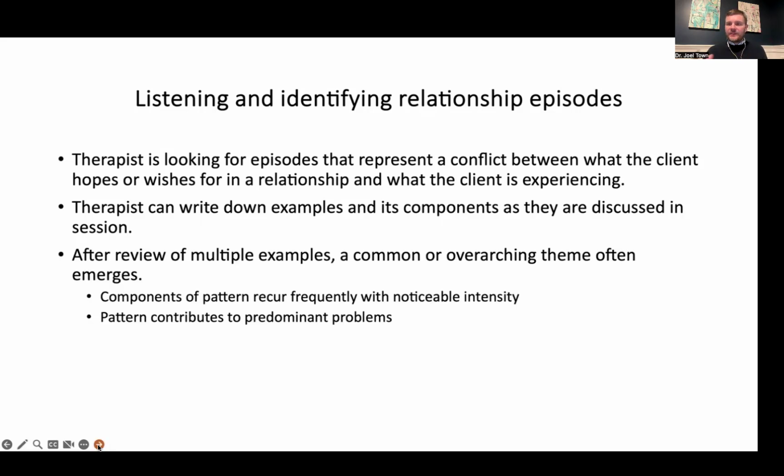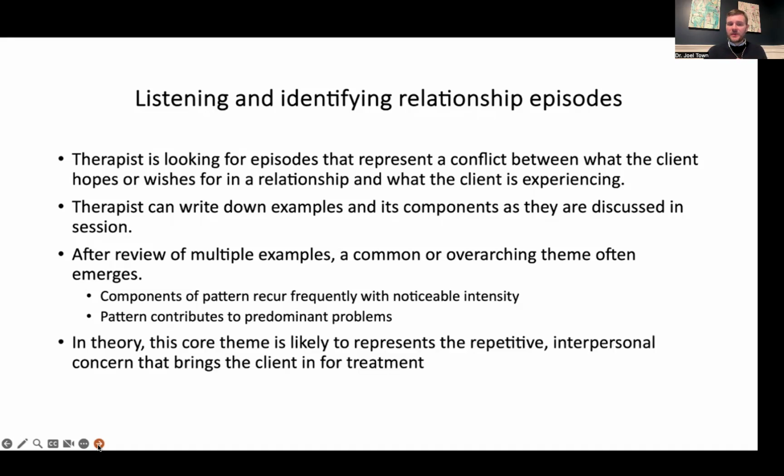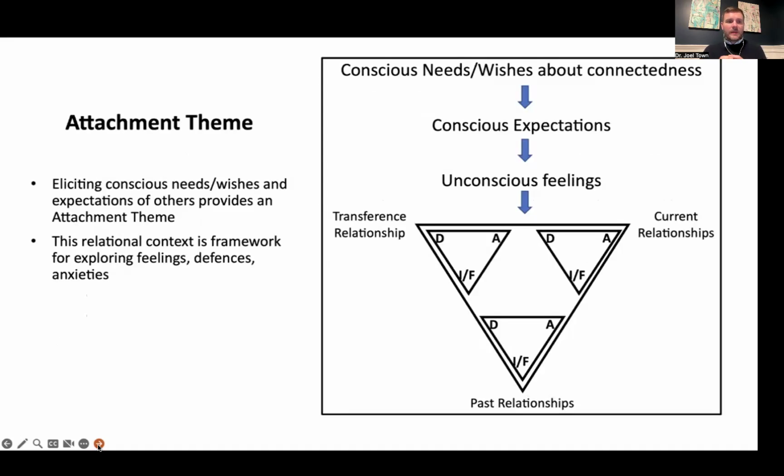And what you'll typically see is that after you review multiple relationship examples, you start to hear and see common or overarching themes emerging. And often what we'll see is that it's these key themes which underlie the situations when they're presenting problems. So in theory, what we're assuming is that there are one or two key themes which represent repetitive interpersonal concerns across relationships, which are likely going to underlie the difficulties which a person comes into therapy for. So if we can start to draw out and identify these attachment themes, then these can be how we start to organize our early part of treatment.